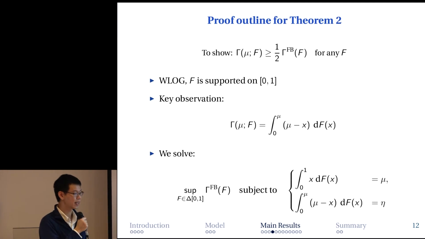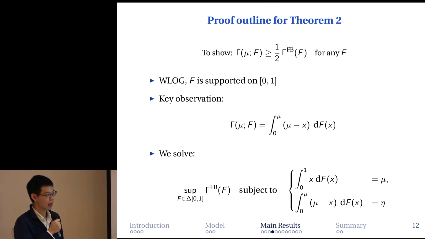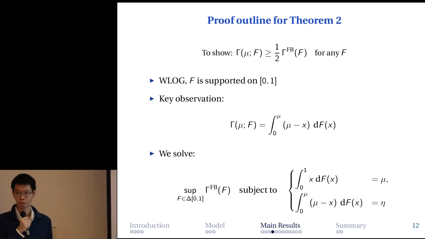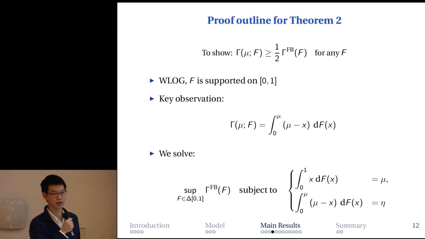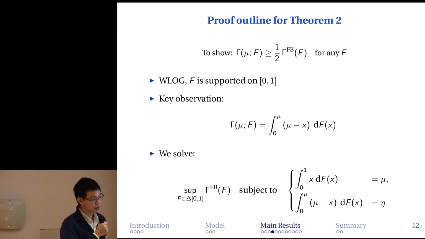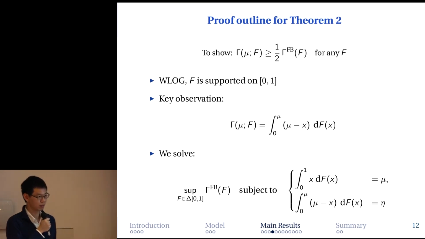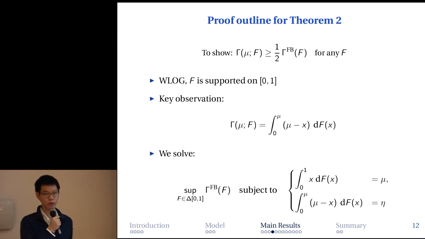Right, so one way to do that is we can maximize gamma fb, which is the first best gains from trade, subject to two conditions. One condition fixes the mean of the distribution. That's the first condition here. And the second condition here fixes the expected gains from trade under the mean price mu. Right, so we're saying that the expected gains from trade is equal to some constant eta here. And this is an infinite dimensional maximization problem. Again, we want to maximize the objective function subject to two constraints.